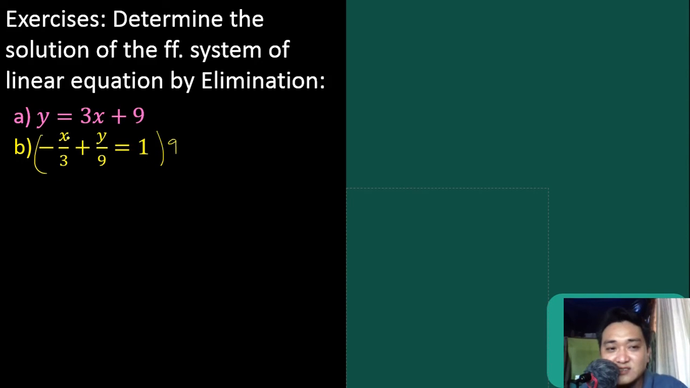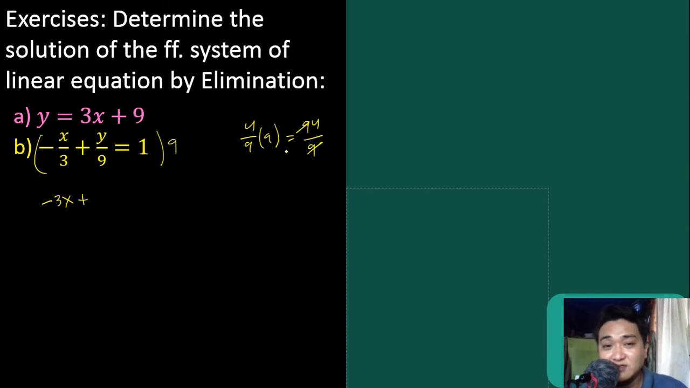So, 9 times negative x over 3 becomes 9 divided by 3 is 3, right? Okay. So, we have negative 3x plus y over 9 times 9, that is the same as 9 divided by 9. Ano po? Kasi ang mangyayari dyan, y over 9 times 9, that will become 9y over 9. Makakancel lang yung 9, di ba?